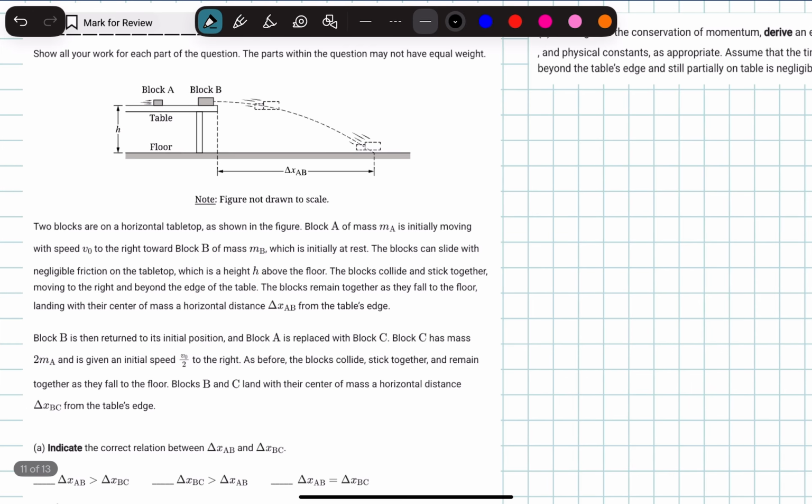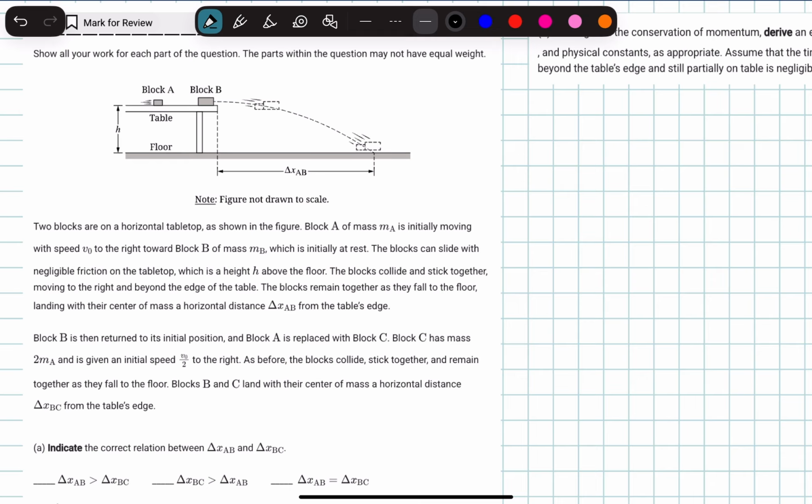Two blocks are on a horizontal tabletop as shown in the figure. Block A of mass MA is initially moving with speed V initial to the right toward block B of mass MB, which is initially at rest. The blocks can slide with negligible friction on the tabletop, which is the height h above the floor. The blocks collide and stick together, moving to the right and beyond the edge of the table. The blocks remain together as they fall to the floor, landing with their center of mass a horizontal distance delta x AB from the table's edge.